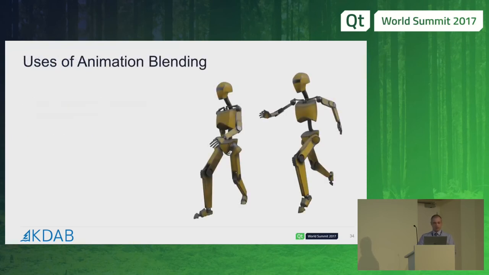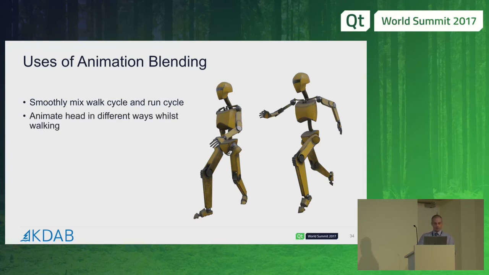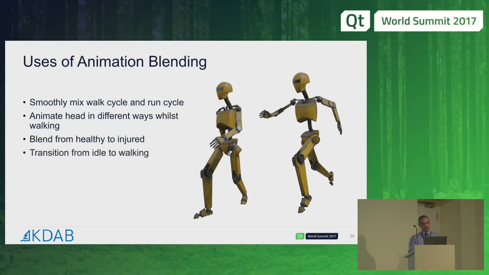So some applications of animation blending: for example, we might like to smoothly blend from a walk cycle to a run cycle. We might like to animate the head of a skeleton in different ways to the body without having to author every possible combination. We can blend from healthy to injured or transition from idle to walking. We can blend backwards and forwards with strafing motion. The use cases are endless.